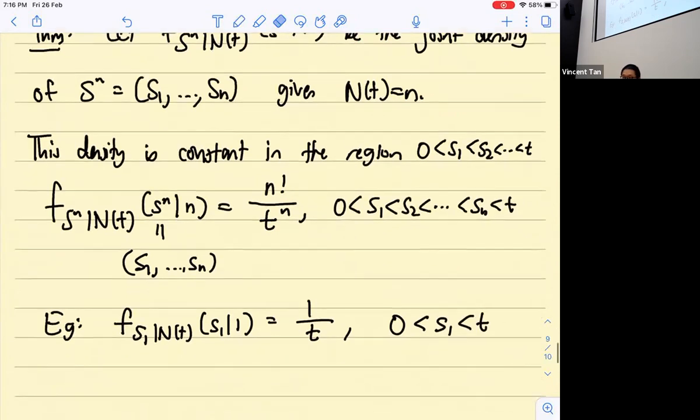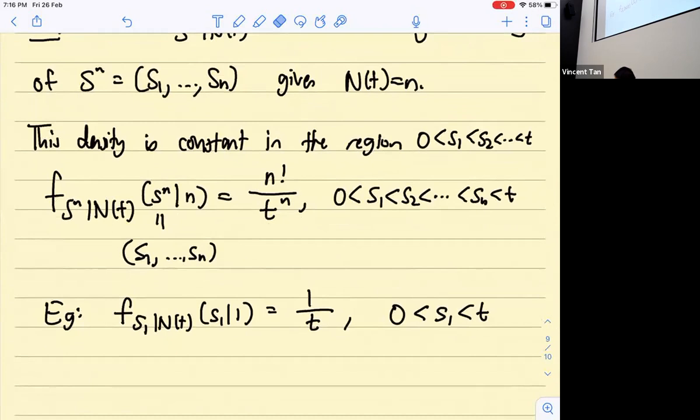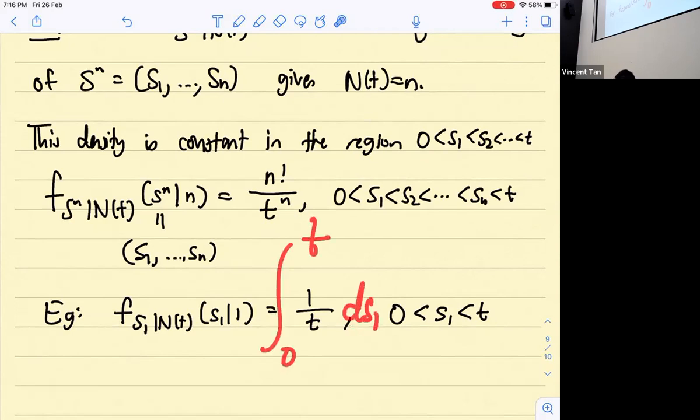First and foremost, what do we need to check? That this adds up to 1. Every time we write down a density, this should add up to 1. So what do I do? I will integrate this ds1 from 0 to t. I will do this integral in my head, and this indeed adds up to 1. Everyone see, we integrate this ds1 from 0 to t, and this indeed adds up to 1. Do you want me to do this carefully?